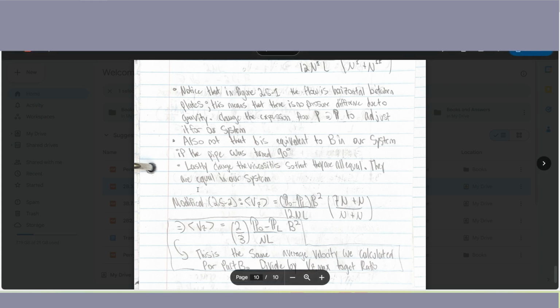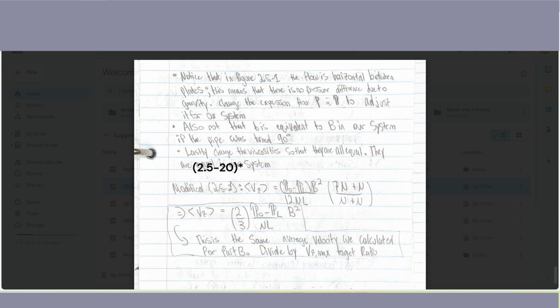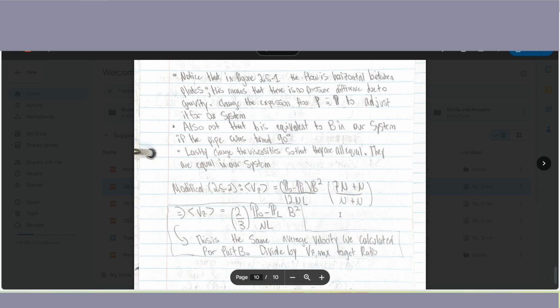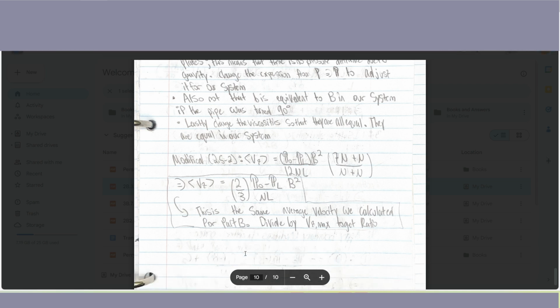So modified 2.5-20, Vz, it should be this. You're just saying all of these are the same, like I said earlier. So this would be 2 viscosity plus 8 viscosity, and we see that here, 8 viscosity over 2 viscosity. And Vz equals this. This is the same average velocity we calculated for part B. So that makes sense. Divide by Vz max to get the ratio.